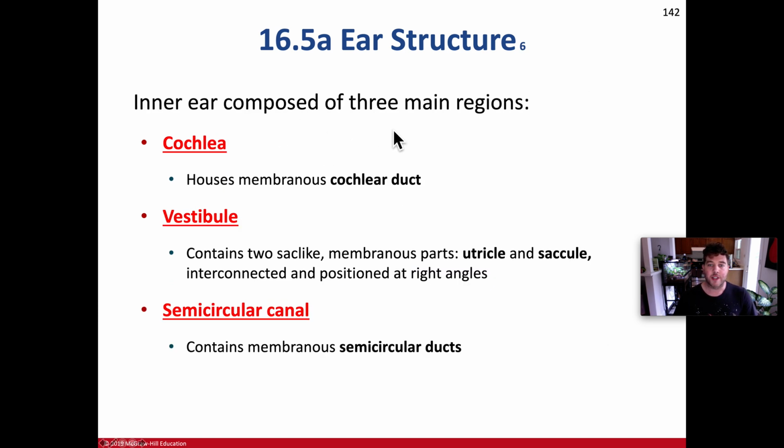The inner ear has 3 main regions, the cochlea, the vestibule, and the semicircular canal. We'll see that the cochlea is very important for hearing. The semicircular canal is more so for equilibrium. The cochlea has the membranous cochlear duct. The vestibule has 2 parts, the utricle and the saccule. And the semicircular canal contains the semicircular ducts, which have fluid in them.